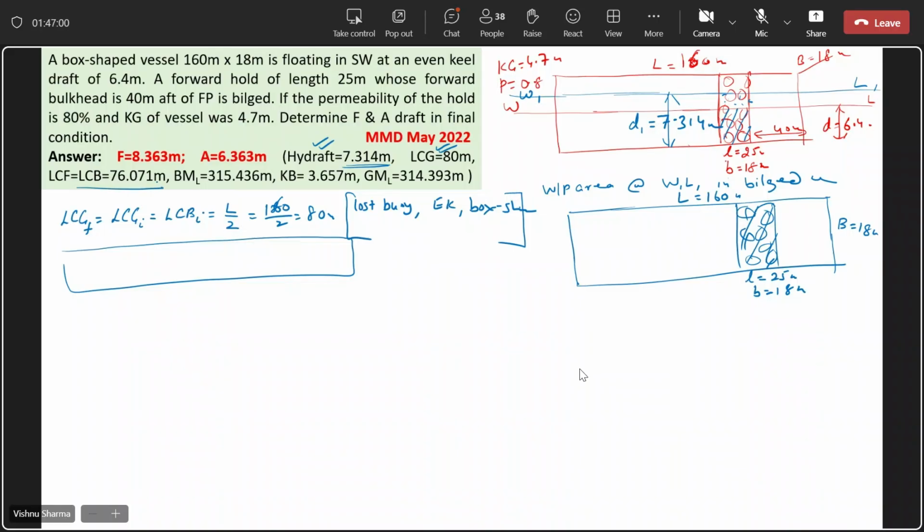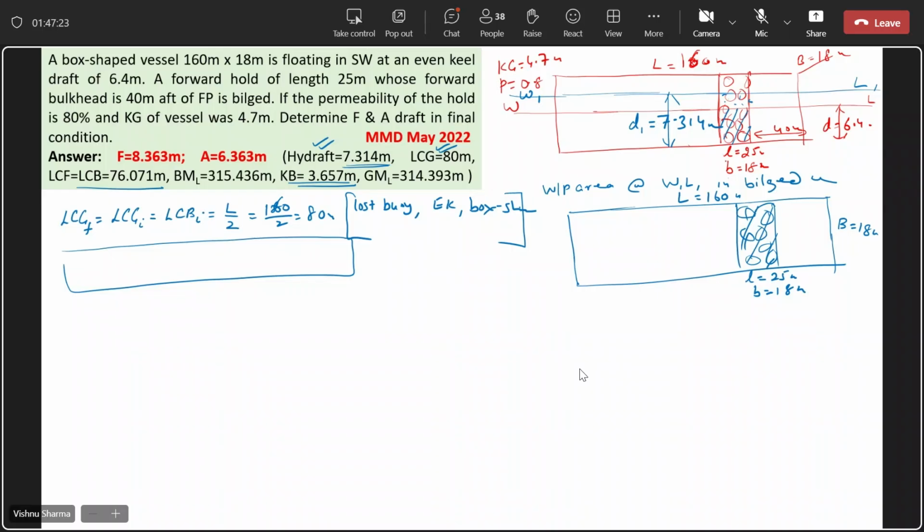So LCF, LCB is done. Now you're doing KB. Sir, D1 by 2. Very good. Give the reason and make it D1 by 2. Guys, I've not solved anything. You are solving it, and I presume you're solving it well if you're getting the answers.